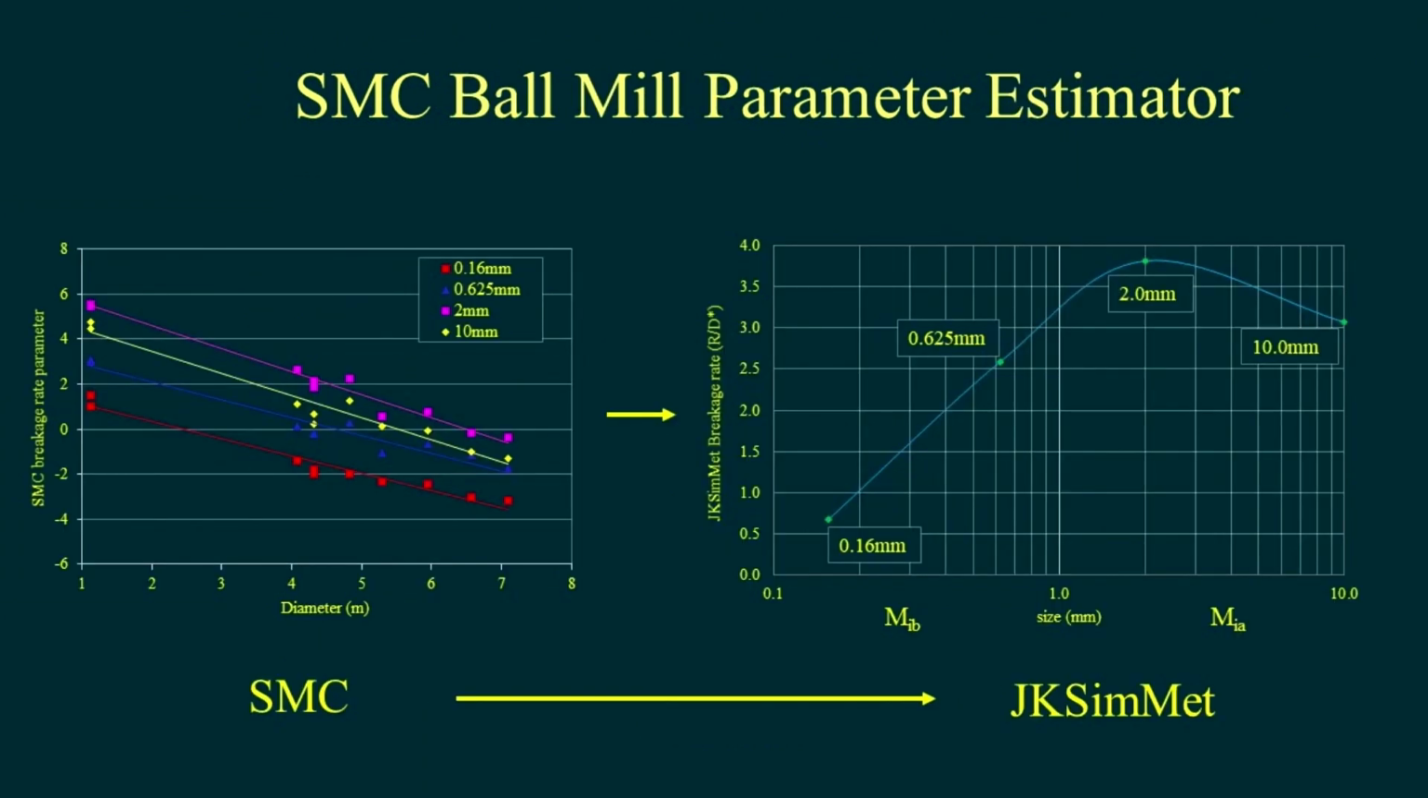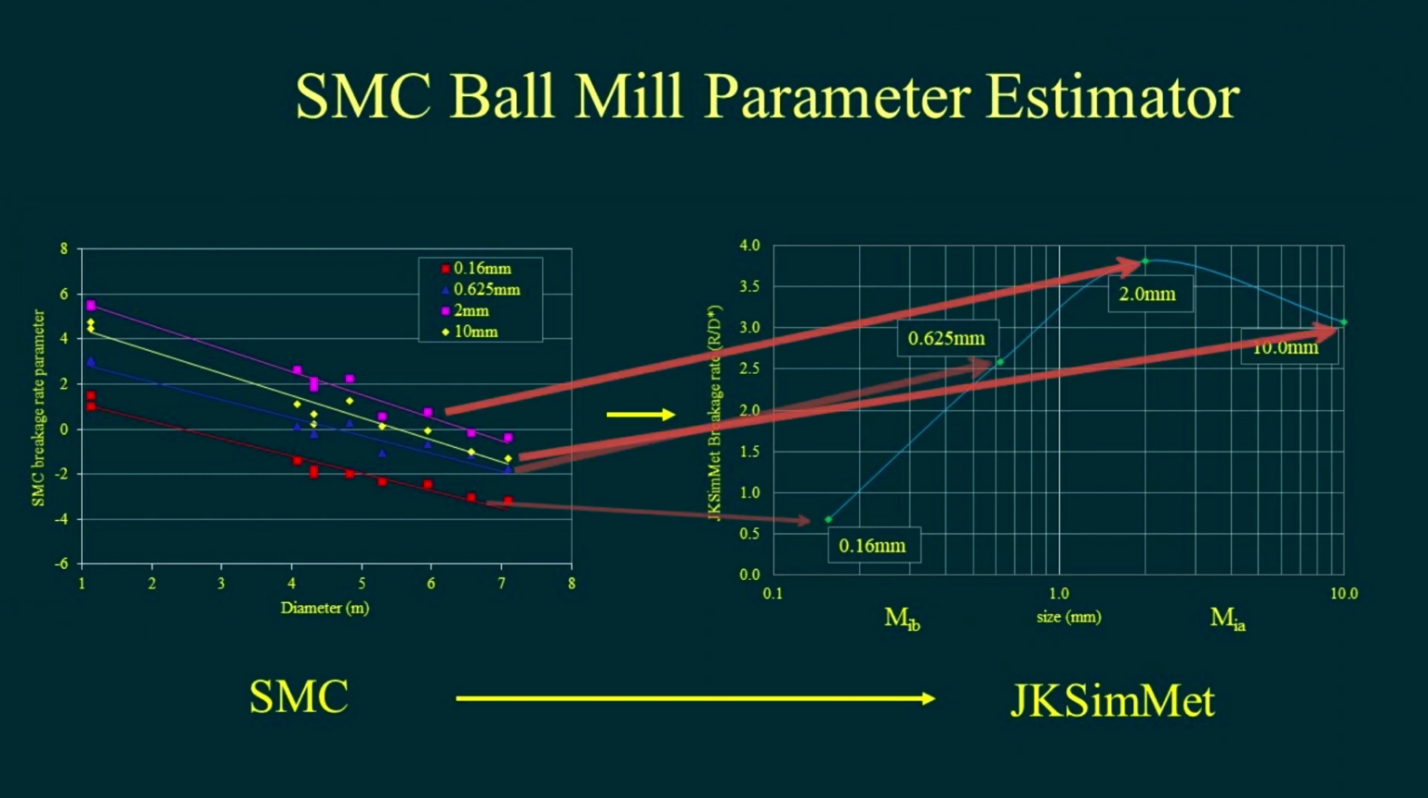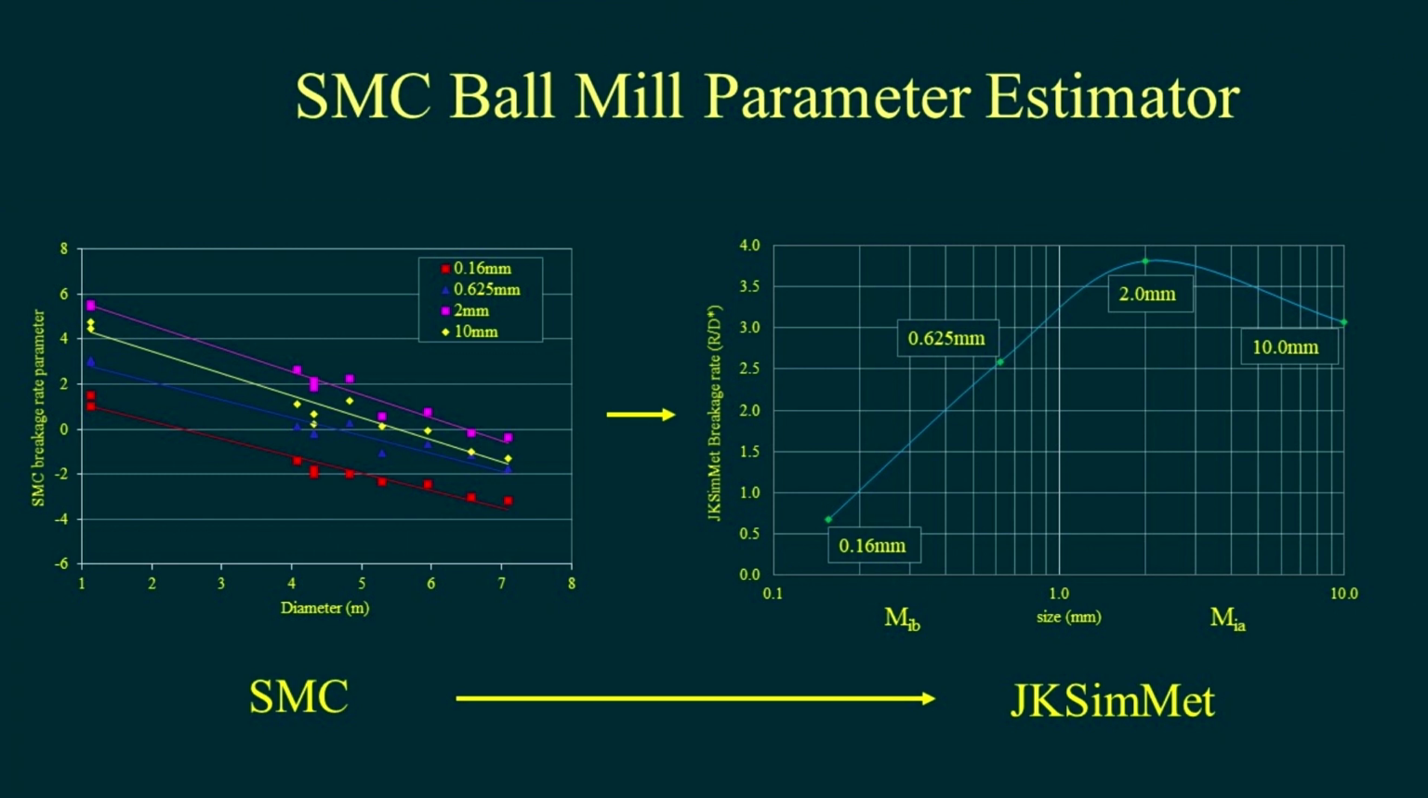And effectively, those equations for those lines, each one of these lines is for a different particle size. And they will generate these data points, which is what JKSimMet wants you to give it. So you'll put the data into the SMC testing website and it'll tell you what these data points are, and then you should be able to run a reasonably good simulation of a ball mill circuit in a design situation.